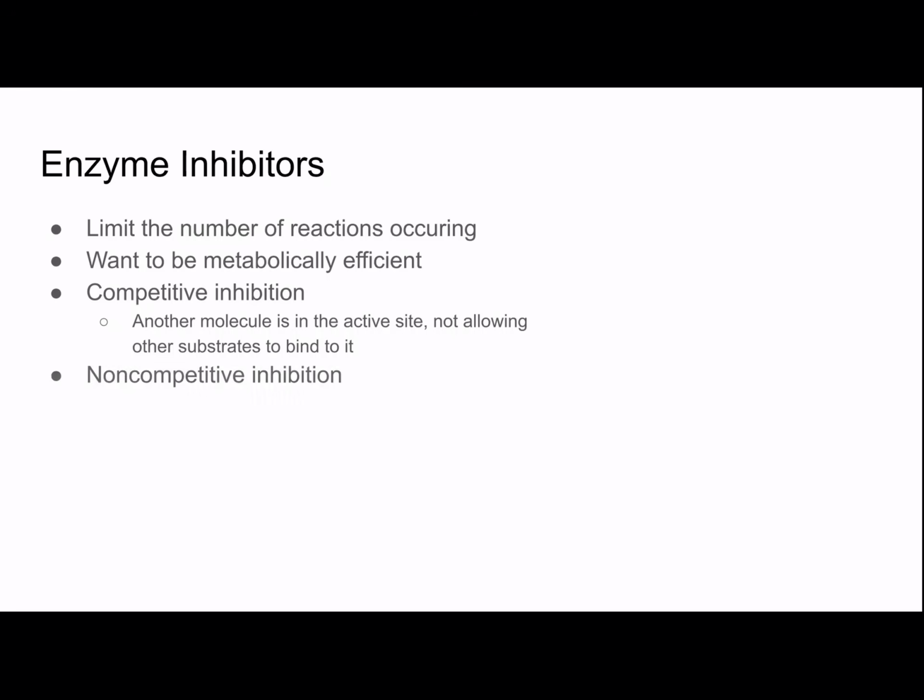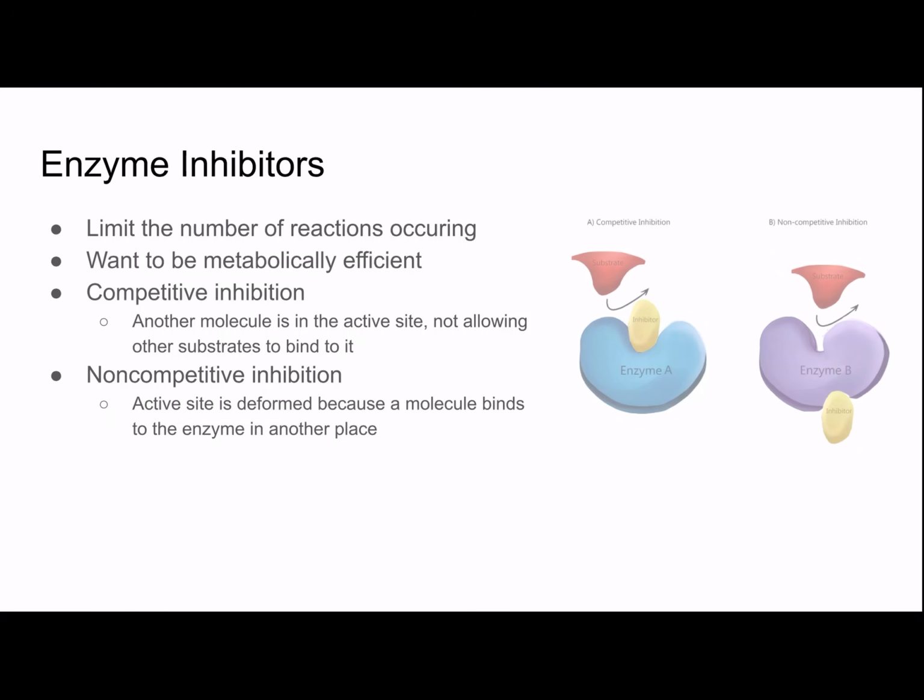bind to it. Non-competitive inhibition is when the active site is deformed because a molecule binds to the enzyme in another place. And the molecule binding to an enzyme in another place actually changes the shape of the active site. So here's a picture to show you the difference between the two. Again, in the first one, the inhibitor is actually in the active site, so you can see the substrate can no longer go there. In non-competitive, the inhibitor binds to another part of the enzyme, but that changes the shape of the active site, so the substrate can no longer fit in the active site.